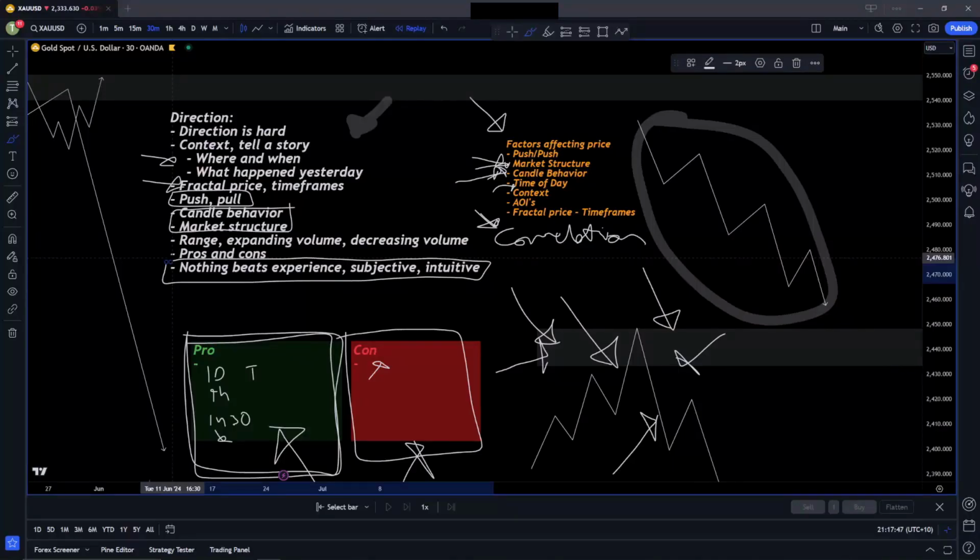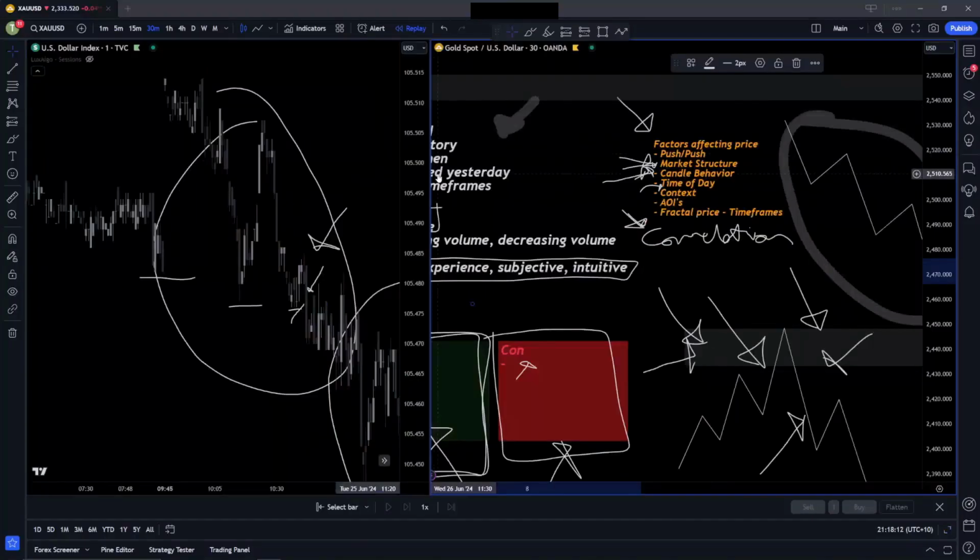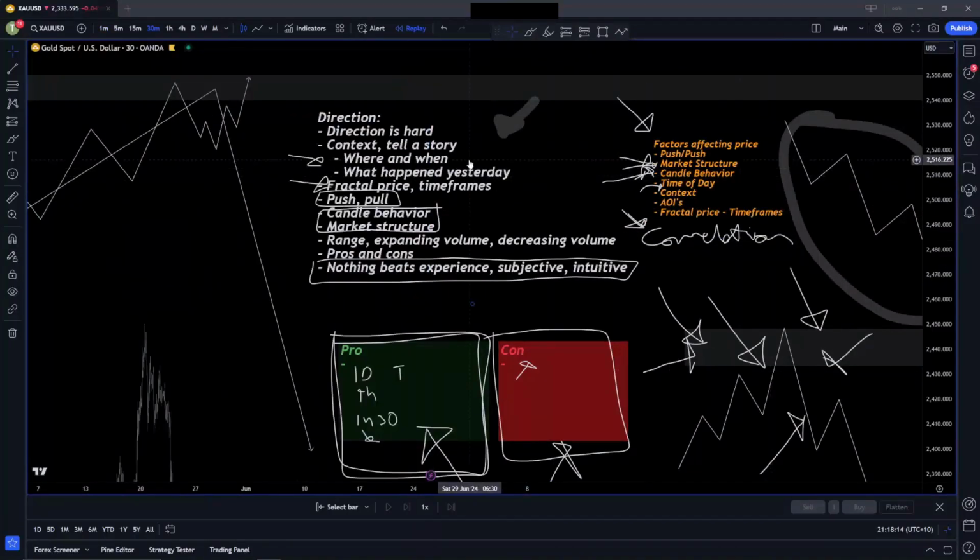I'm still wrong about direction. Yeah. Yeah, no, you can hop in whenever. Yeah. So you want it to, okay.